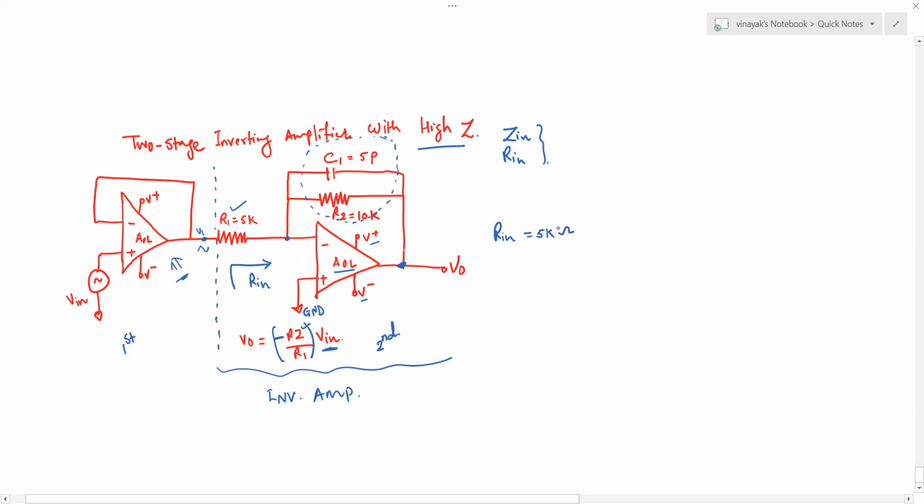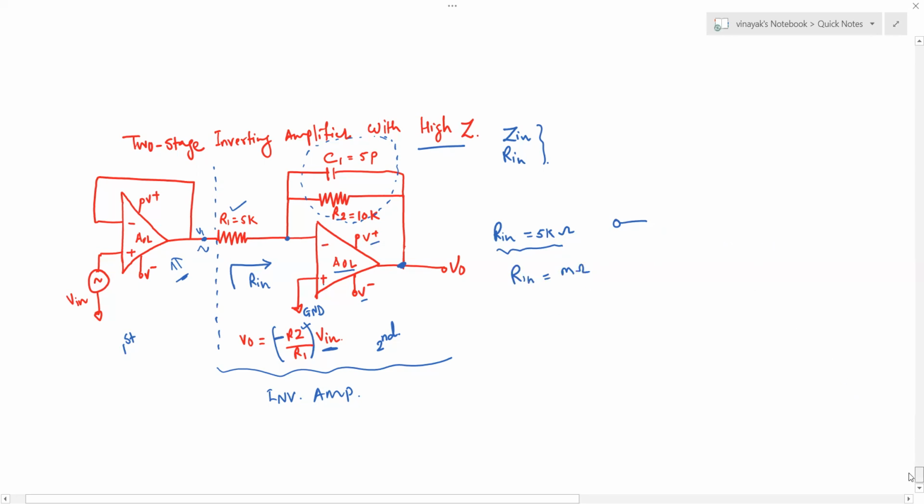In some cases, you would need a very high input impedance of the amplifier because the signal that is coming from the source may have a very low current. In that case, having a very high input impedance ensures your source can be connected as an input to the amplifier and can drive it. So in some cases, Rin equal to 5k, as in this case, may not be sufficient. You want Rin to be in the range of mega ohms, for example.